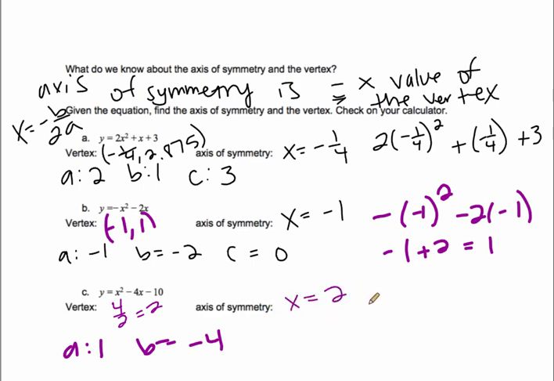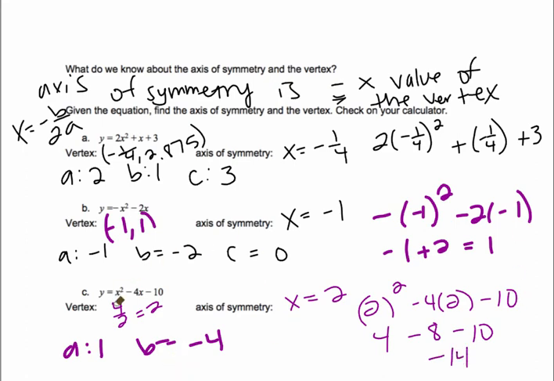So now I'm going to plug this in. So 2 squared minus 4 times 2 minus 10. So 2 squared is 4. Negative 4 times 2 is minus 8, minus 10. 4 minus 8 is negative 4. Minus 10 is negative 14. So my vertex is 2, comma negative 14. All right, so that's how you find vertex and axis of symmetry.